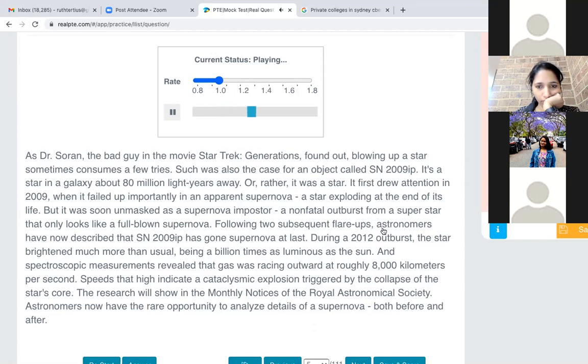Following two subsequent flare-ups, astronomers have now concluded that SN 2009 IP has gone supernova at last. During a 2012 outburst, the star brightened much more than usual, becoming a billion times as luminous as the Sun, and spectroscopic measurements revealed that gas was racing outward at roughly 8,000 kilometers per second. Speeds that high indicate a cataclysmic explosion, triggered by the collapse of the star's core. The research will appear in the monthly notices of the Royal Astronomical Society. Astronomers now have the rare opportunity to study details of a supernova, both before and after.